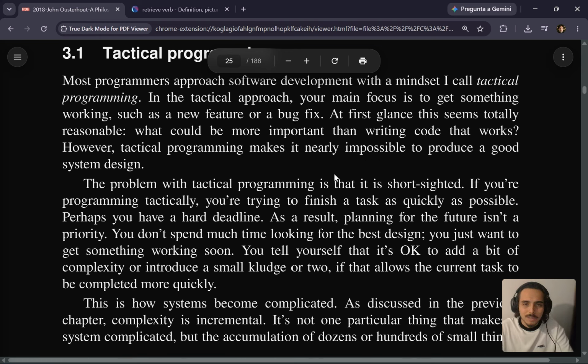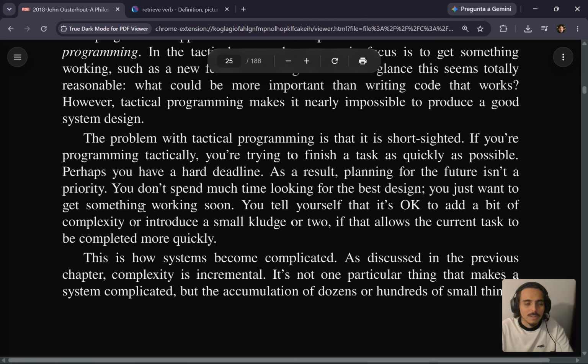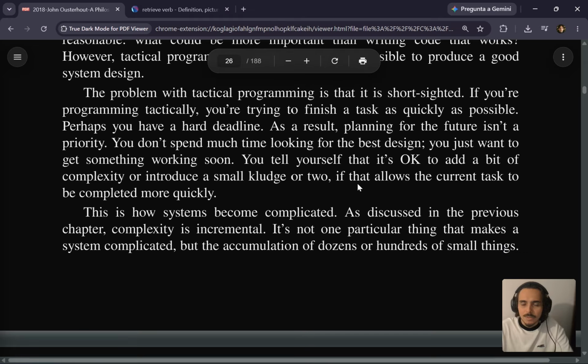Yes, yes. The problem with tactical programming is that it is short-sighted. If you're programming tactically, you're trying to finish a task as quickly as possible. Perhaps you have a hard deadline. As a result, planning for the future isn't a priority. You don't spend much time looking for the best design. You just want to get something working soon.